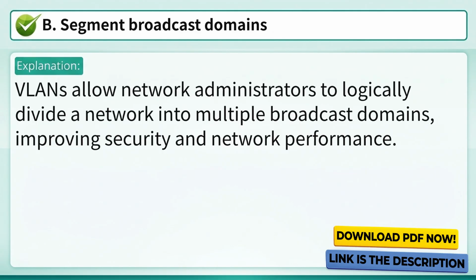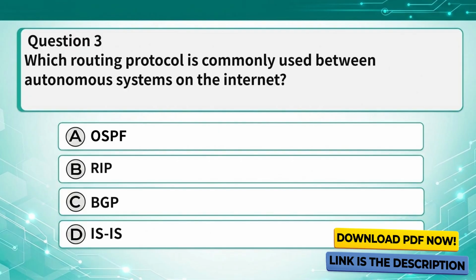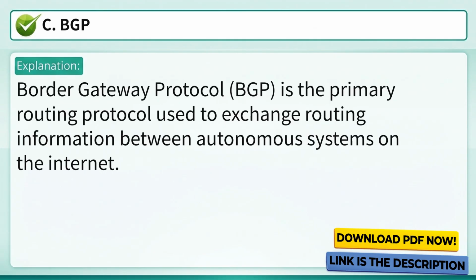Question 3. Which routing protocol is commonly used between autonomous systems on the Internet? A. OSPF, B. RIP, C. BGP, D. ACLs. Correct answer, C. BGP. Explanation: Border Gateway Protocol, BGP, is the primary routing protocol used to exchange routing information between autonomous systems on the Internet.